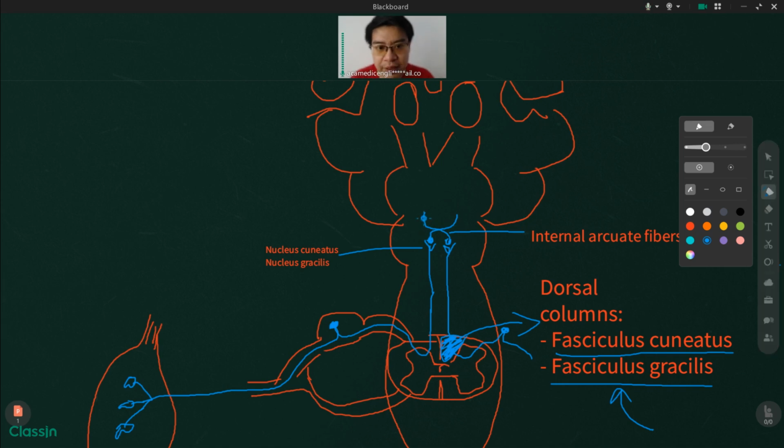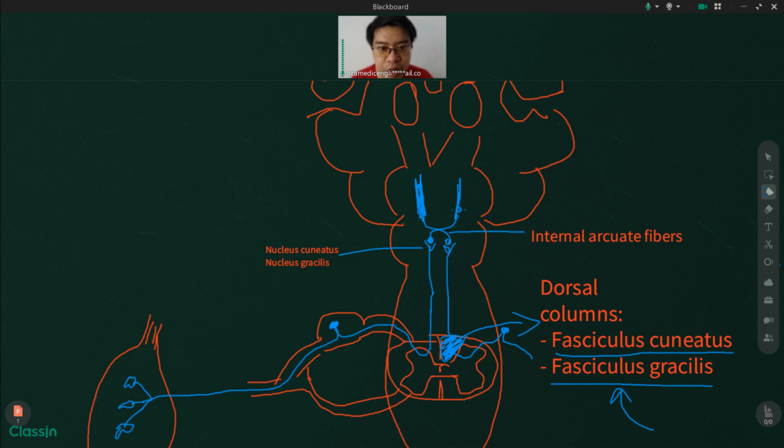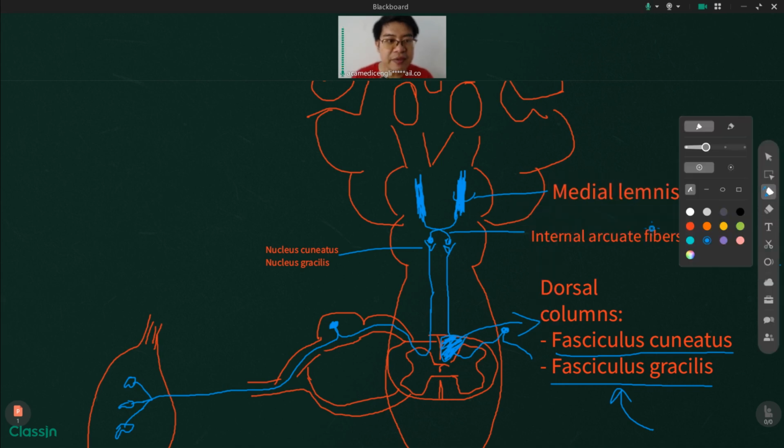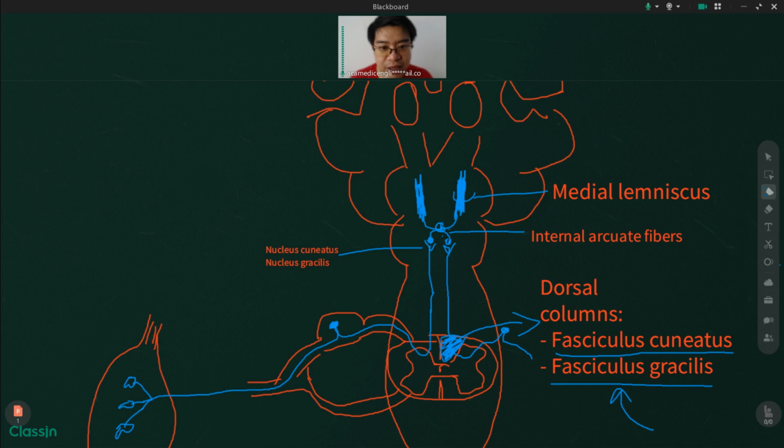And then after that, these fibers are going to go up the brainstem as a bundle of nerve fibers. That is going to be called the medial lemniscus. This is also the reason why this crossing over right here is called the lemniscal decussation.